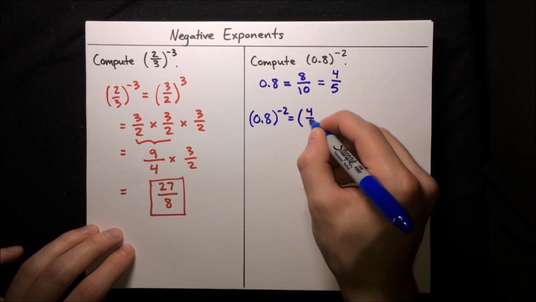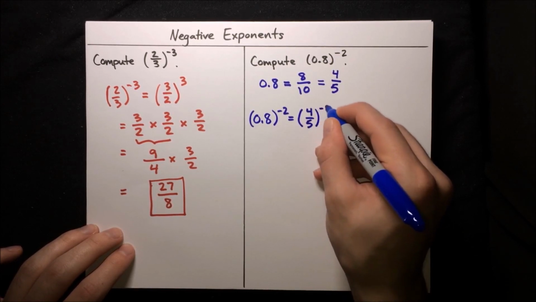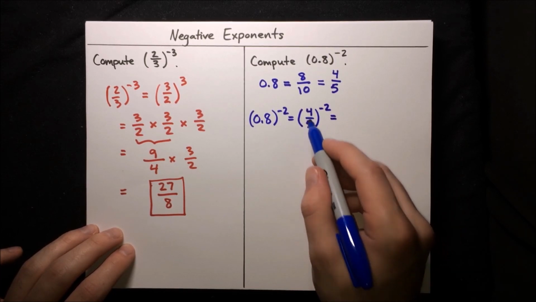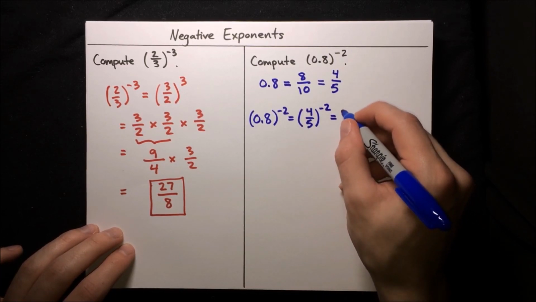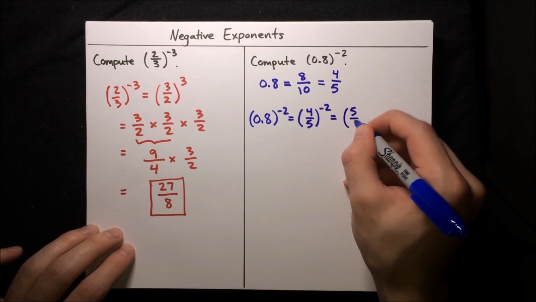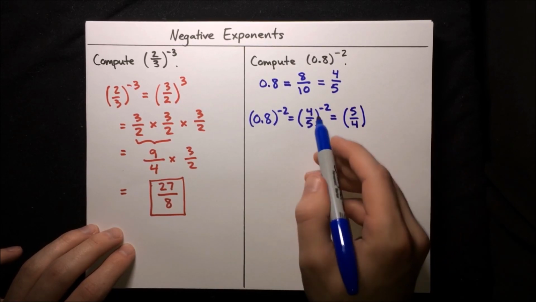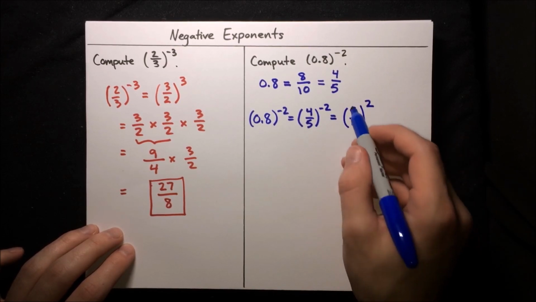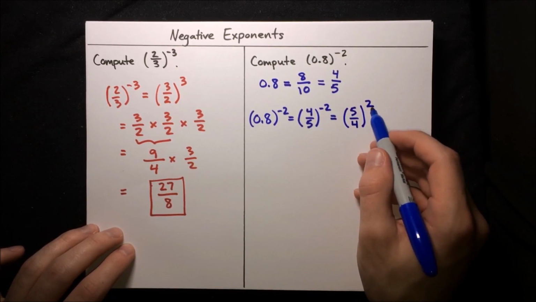So 4/5 to the power of negative 2, and the way we compute that is we just take the reciprocal, so flip that fraction, instead of 4/5, make it 5/4, and then raise it to the power of positive 2, not negative 2 anymore, positive 2. 5/4 to the power of positive 2.